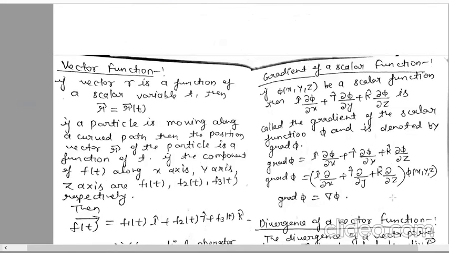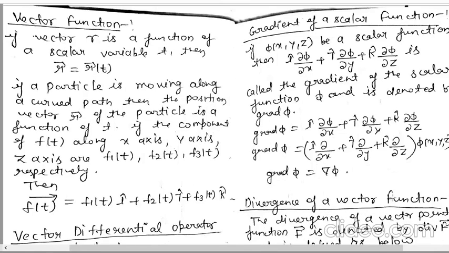Now, next is vector function. So, vector function means if vector r is a function of a scalar variable t, that means there will be one vector and another scalar. You need two things, means first one a vector quantity and second thing will be your scalar quantity, right? So if a vector r is a function of a scalar, and vector is always a function of a scalar, so we can make a vector function.